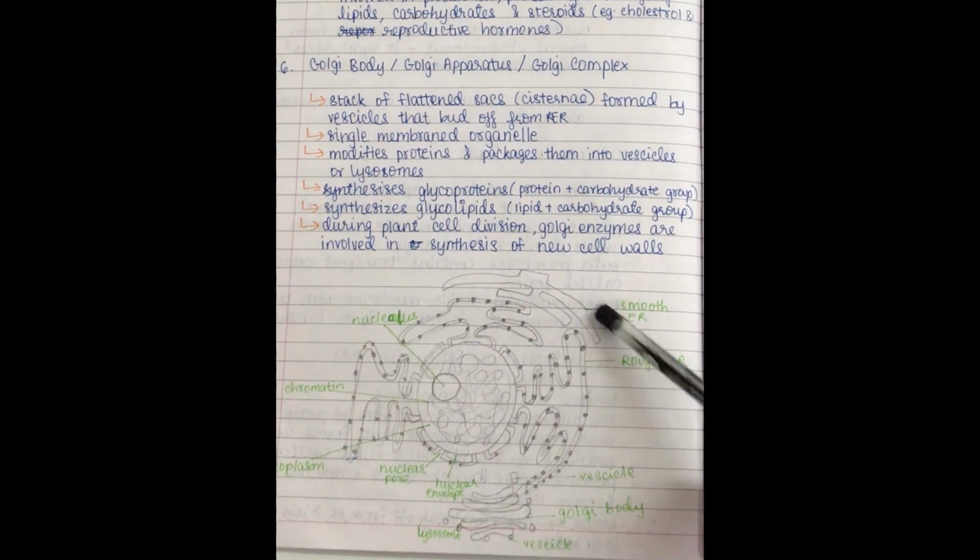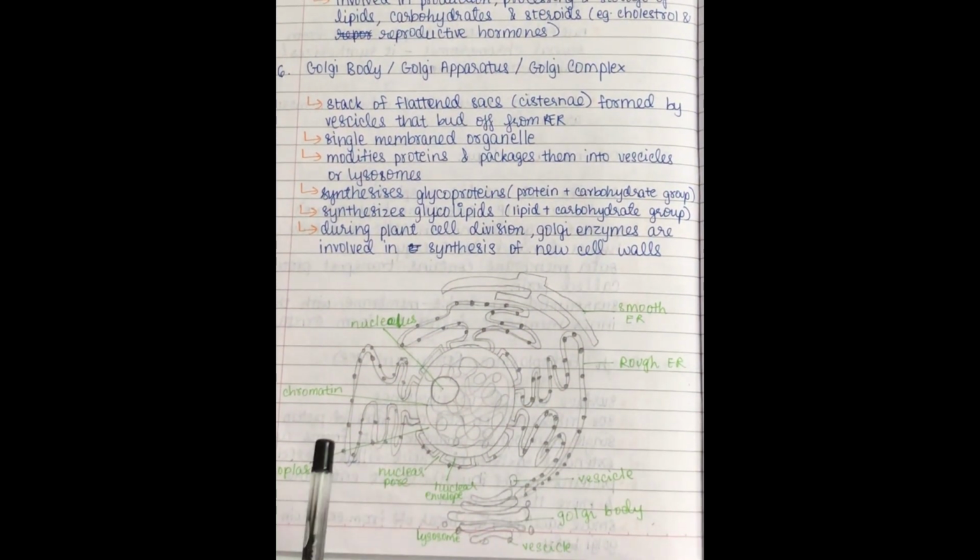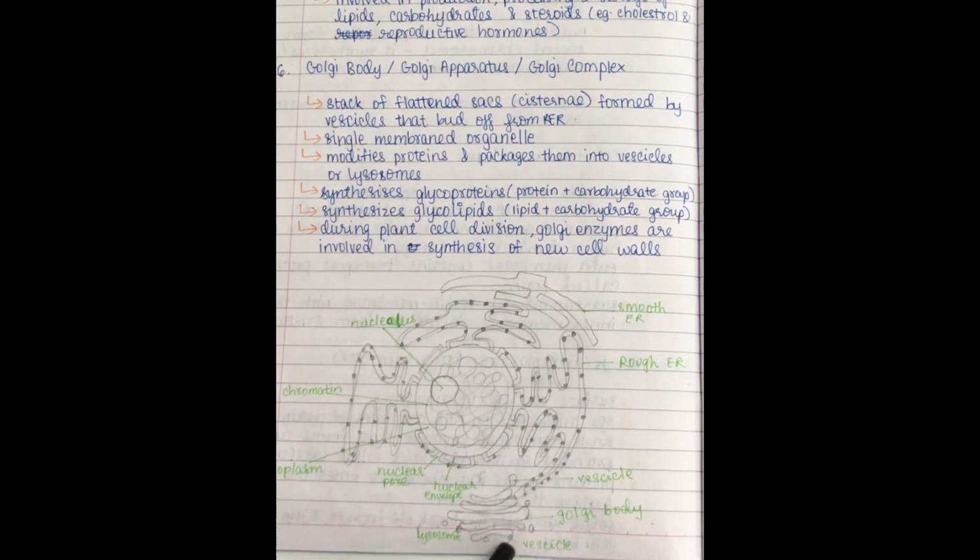Now, this is a rough diagram which includes the nucleus, the nucleolus, the nucleopore, the nuclear envelope, the Golgi body, the rough endoplasmic reticulum and the smooth endoplasmic reticulum. You can also see the chromatin and the nucleoplasm.